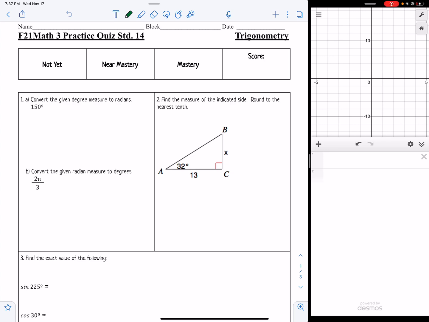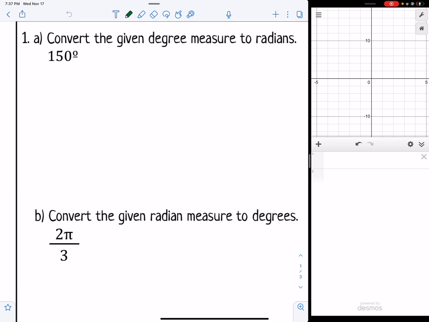In this video, we're going to take a look at the practice quiz for standard 14 on trigonometry. Number 1 says to convert the given degree measure to radians. So we're given 150 degrees. To convert it to radians, you just have to multiply by pi over 180 degrees. And then you need to reduce it.